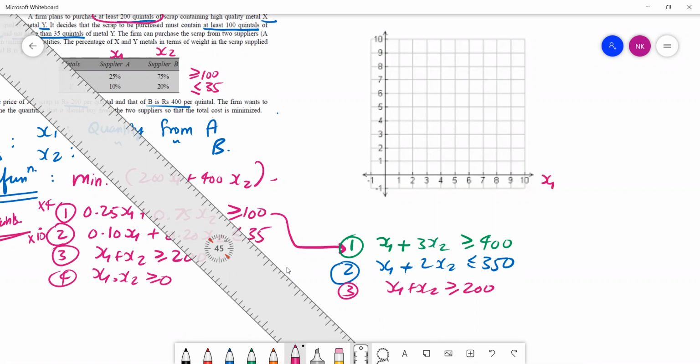I hope I haven't made any mistake in the multiplication. And this will be x2. For the x2, I will be scaling up. Okay, this is x1 and x2.